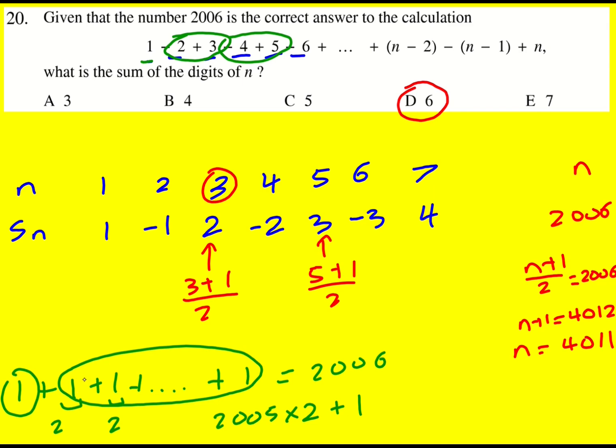So to have 2005 lots of 1, I need 2005 times 2 numbers. That will give me 4010. And I just have this extra 1 right at the start, which takes me to 4011 numbers. So it's just a different way of thinking about it.